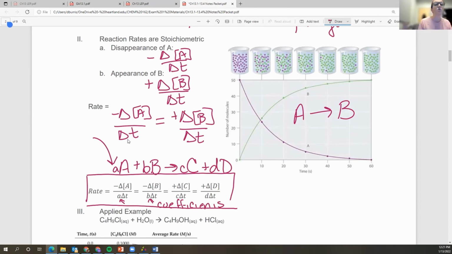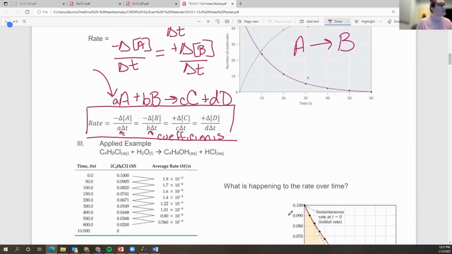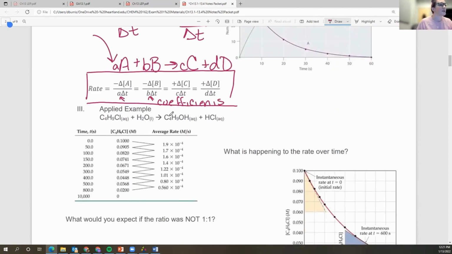So if they have a 1-to-2 ratio, then the rates will be, one will be halved or one will be doubled, depending on how you're looking at it, okay? So we'll apply this in some different situations. So I'm looking at this example right here. Now notice this is a 1-to-1-to-1-to-1 ratio.